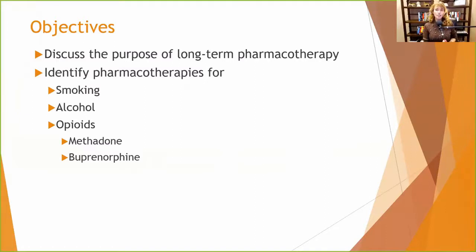We're going to discuss the purpose of long-term pharmacotherapy. And when we talk about long-term, it's not necessarily forever and always, but we're really looking at several years as opposed to 6 months. We'll identify pharmacotherapies for smoking, alcohol, and opioids for the most part. We're also going to talk about some of those other drugs that don't have medication-assisted therapies identified for them.